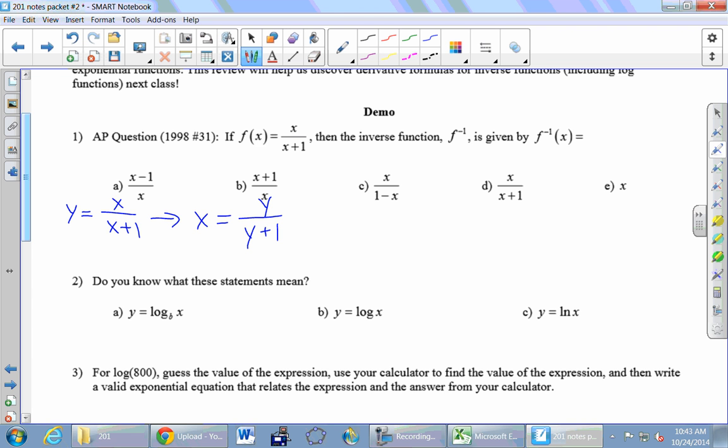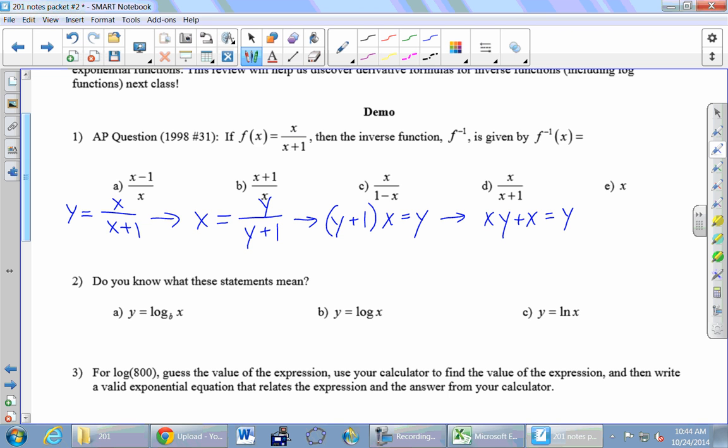So let's multiply both sides by the y plus 1 to get rid of that denominator. And the thing that's awkward here is that we're trying to solve for y, but y appears in 2 different places. And we got to get those y's grouped together. So first we have to unbury the y from the parentheses that it's in. So how do we do that? We'll distribute that x. So it becomes xy plus x equals y.